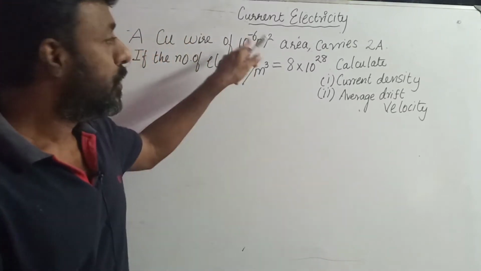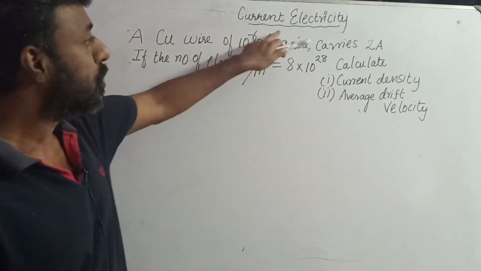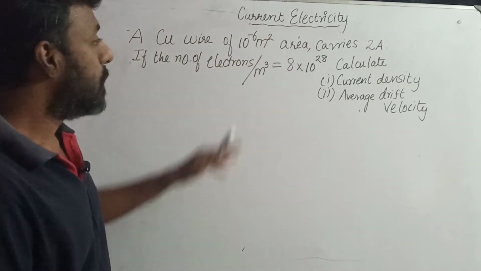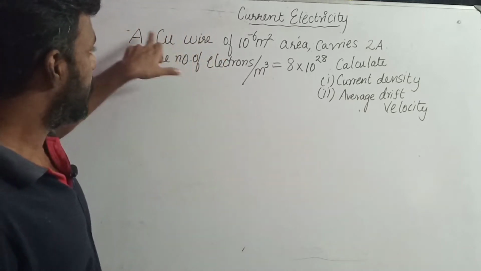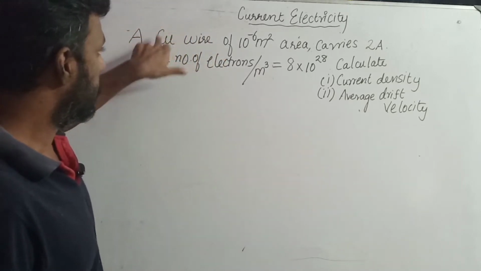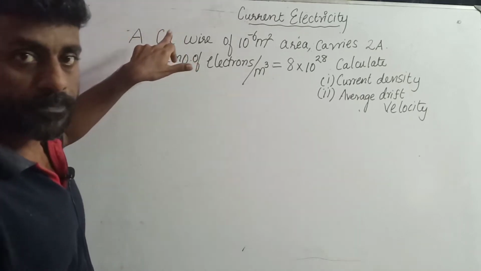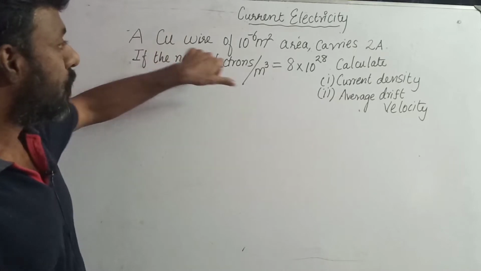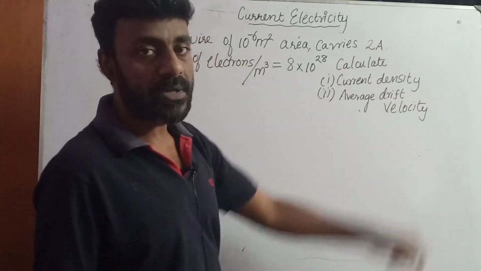Now we are going to look into another numerical problem in the chapter Current Electricity, which comes for NCERT 12th standard. The question is: a copper wire (Cu is the symbol of copper) of 10 to the power minus 6 meter squared area carries 2 amperes.